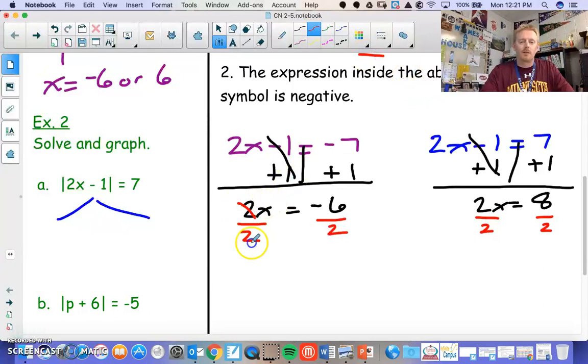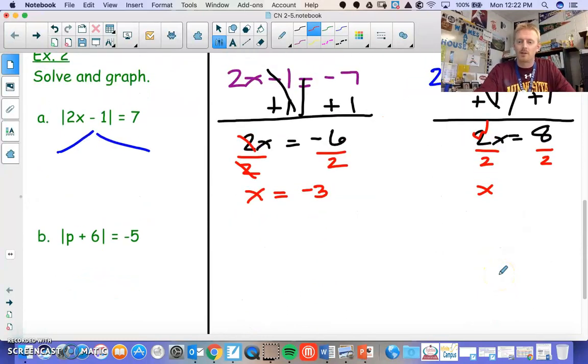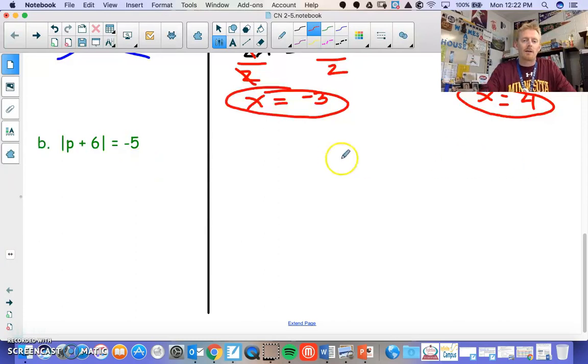And then those cancel to make x equal to a -3, and x is equal to a 4. So both values of x are the options that we have to make this absolute value equation true. So let's go down to the next one. Same exact situation. You're going to draw out your two situations and solve for them.